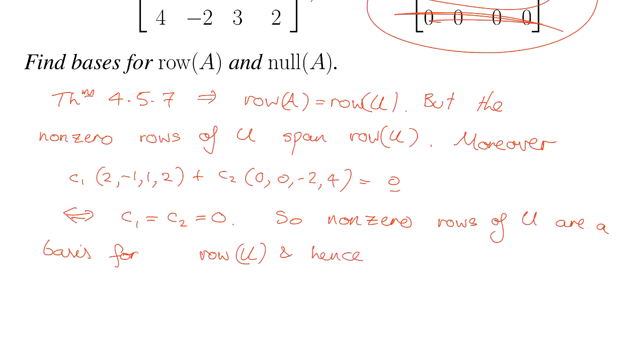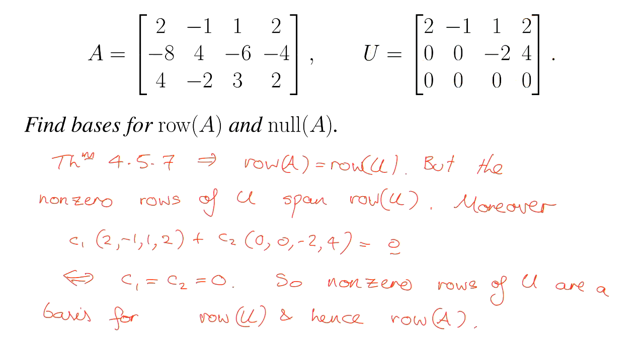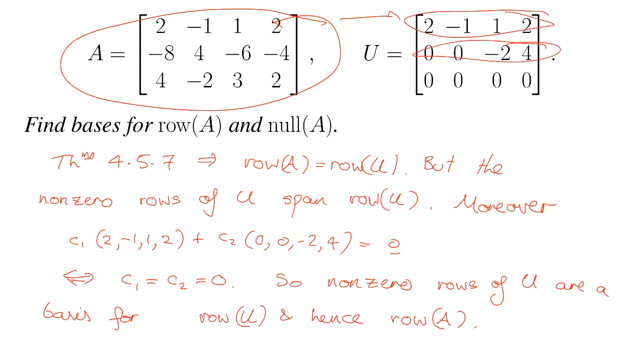All right, so you've got a basis for row U, but row U is row A, so you've got a basis for row A, okay? And this is completely general. We'll write this down as a theorem in a second, but it's completely general. If you want to find a basis for the row space of A, put it in echelon form, and then just grab all of the non-zero rows, right? Those non-zero rows have to span the row space of the echelon matrix. Turns out they're also independent, therefore they're a basis. And the row space of U is the same as the row space of A, so you get a basis for the row space of A.